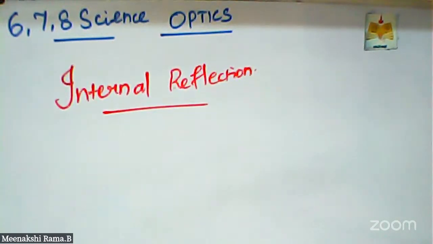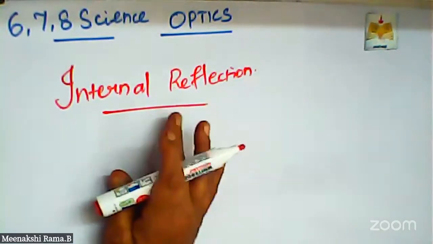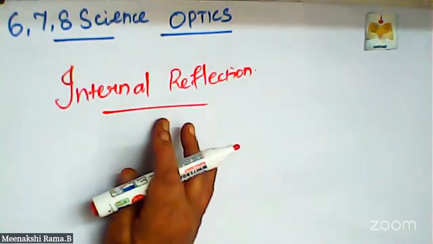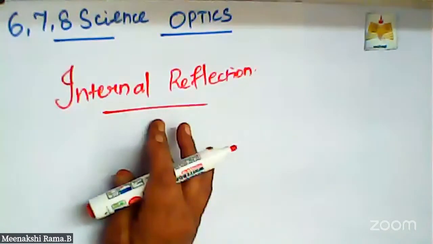So in the optics chapter, we learned some details about different kinds of mirrors, different kinds of lenses, and the law of reflection, and then how the images are formed in convex and concave mirrors, and how the ray diagrams are formed. These are all the details we learned in the last two sessions. The next topic is internal reflection. What does internal reflection mean?